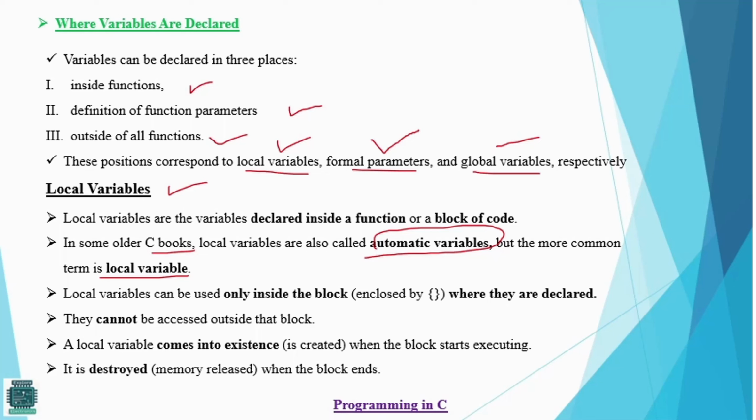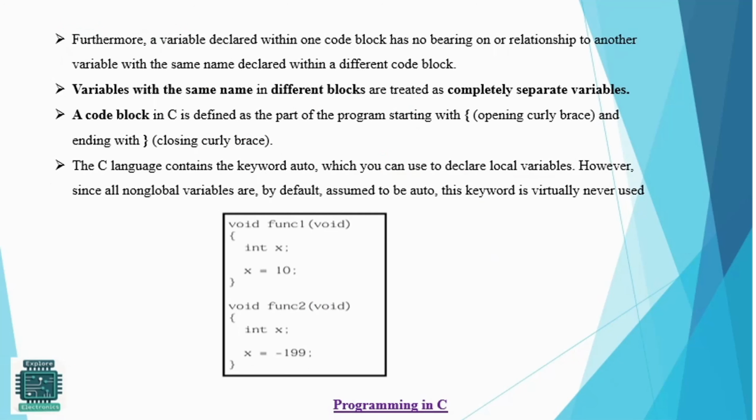They are used only inside the block and they cannot be accessed outside the block. All local variables come into existence when the block starts executing. When it starts executing, it comes into existence. When it ends, then it is destroyed. Now I'll explain with examples. First, let us see the points over here. Next, we will go to the explanation of the example.